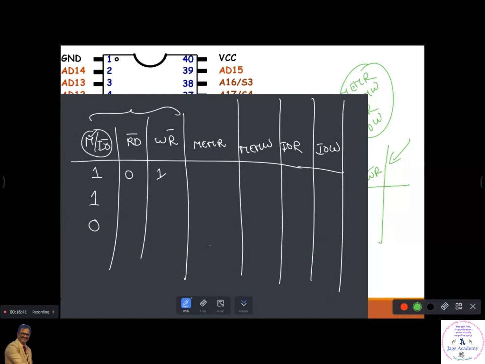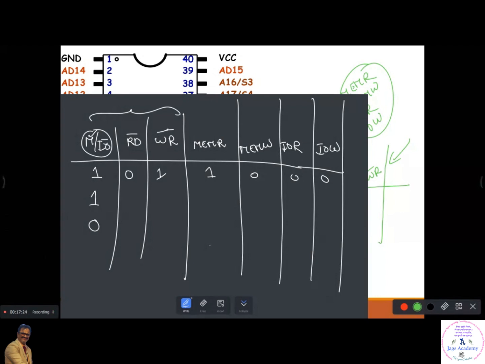Now suppose I give 0 here and 1 here. Can you tell me which one of the outputs goes to 1? It is memory write, right? This is an active low signal, so when you give 0 here, this will be activated. So with 1 here, 0 here, and 1 here, can you tell me the combination you are going to get? You should get 1 here, and all these should go to 0.